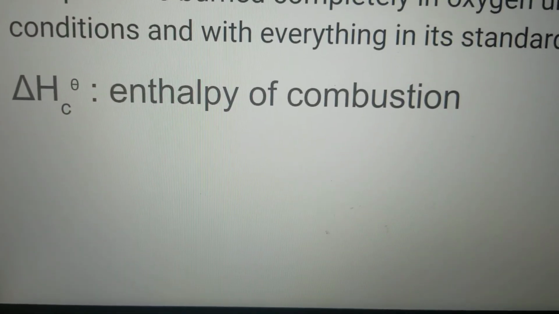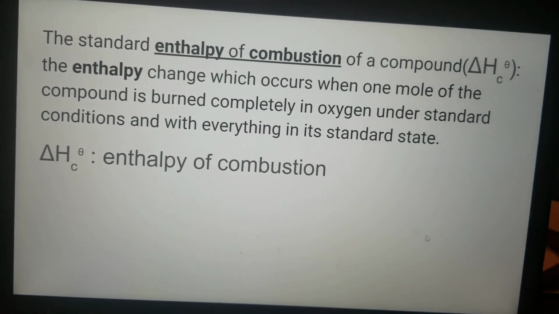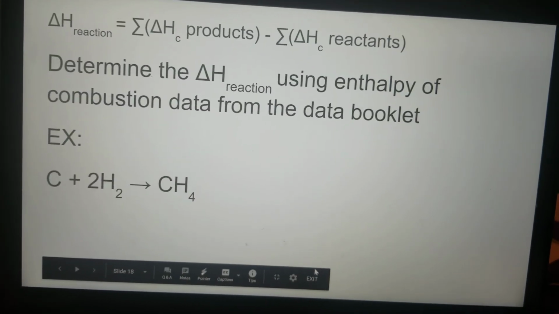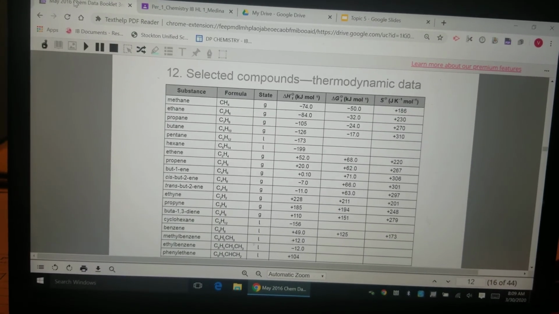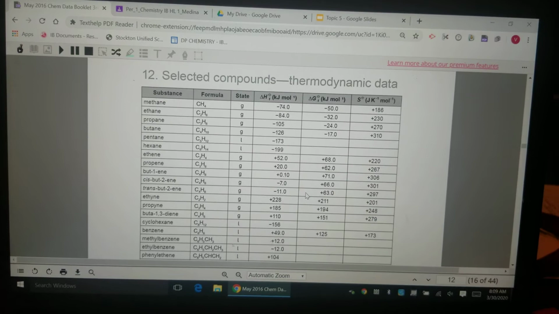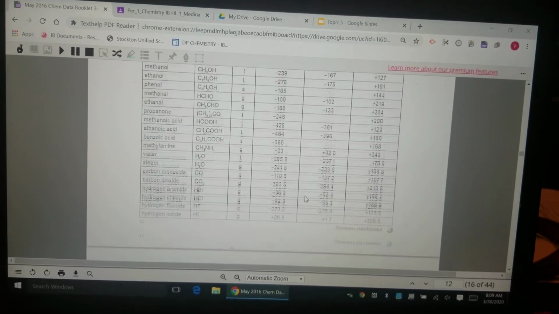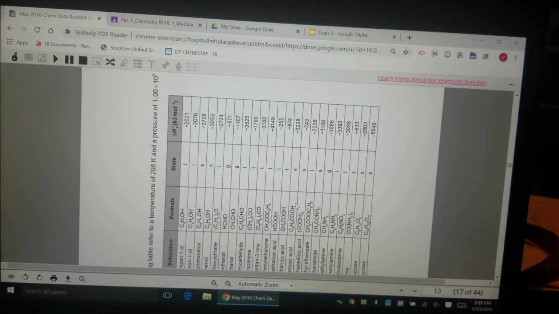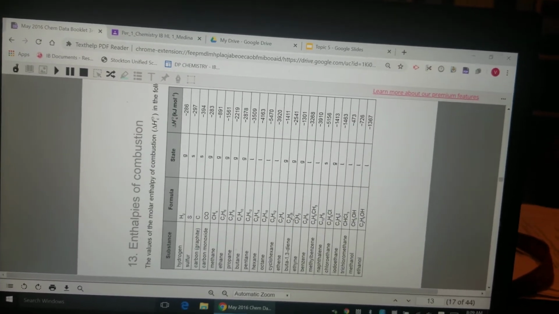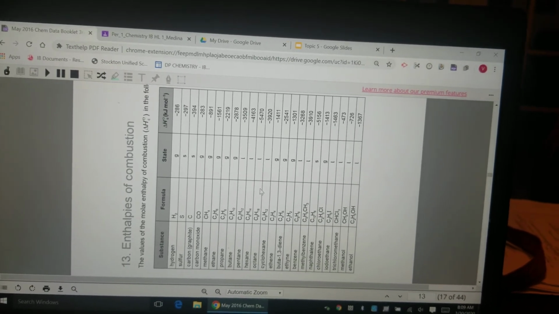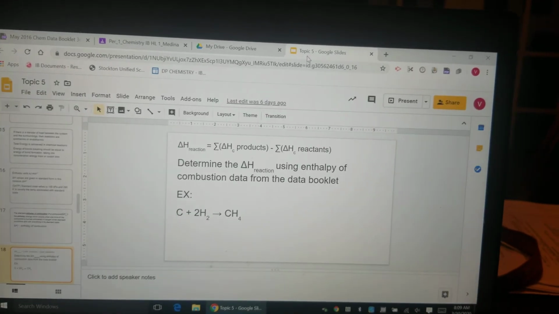Okay, enthalpy of combustion. I asked you to look at your data booklet. In the table of contents, it will tell you to go to page 13. And on page 13, you're going to find this. Look at that: enthalpies of combustion. So you're given some values.